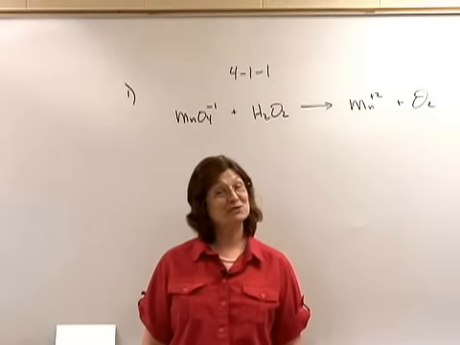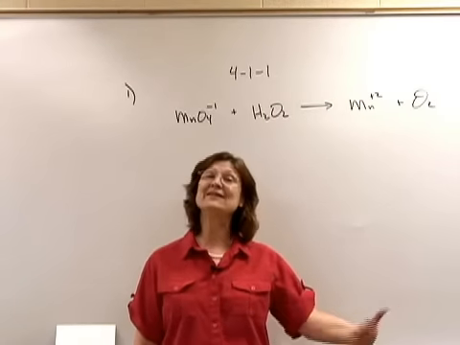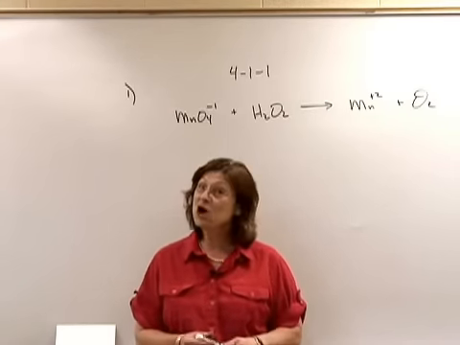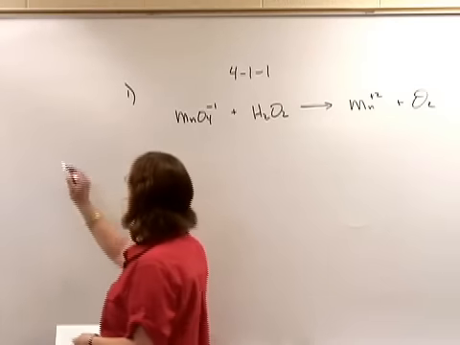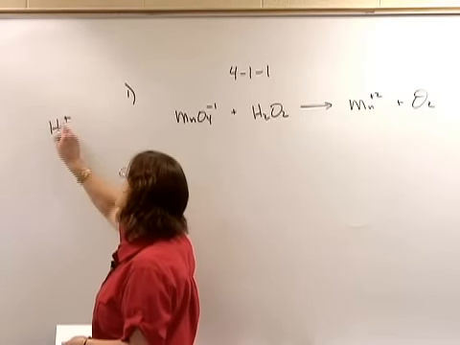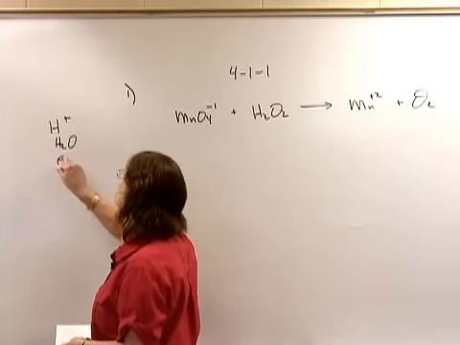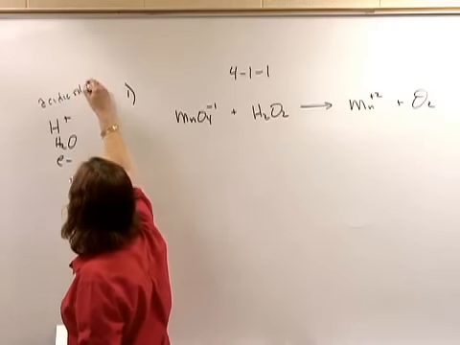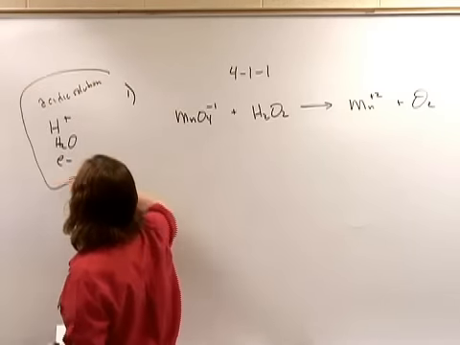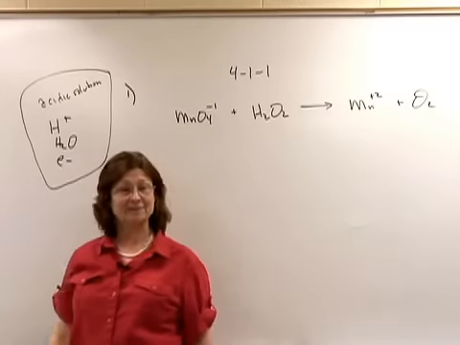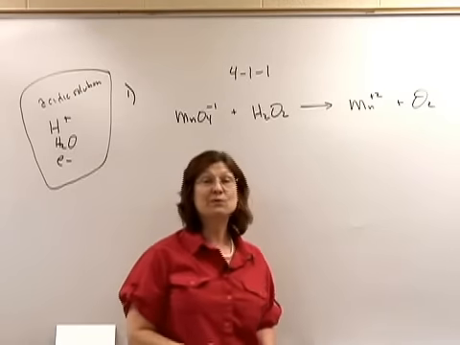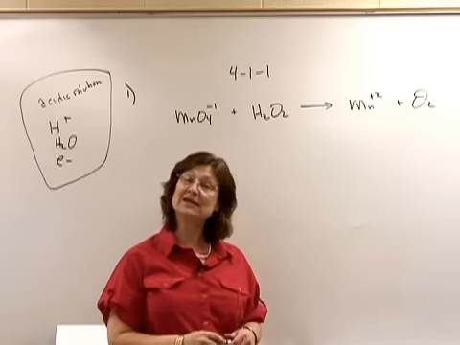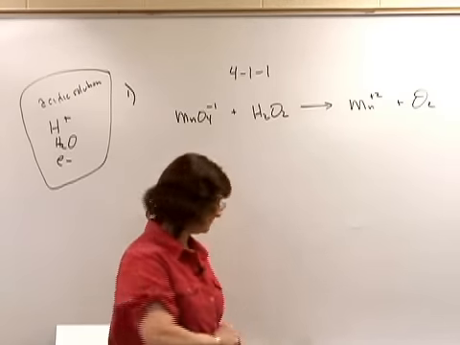Before we learn how to do basic solution, we're revisiting the acidic solution. Well, we know that in acidic solution, we are only allowed to add hydrogen ions, water, and electrons. That is all we're allowed to add. However, the very first thing that we must do is figure out the oxidation numbers of all of the elements.